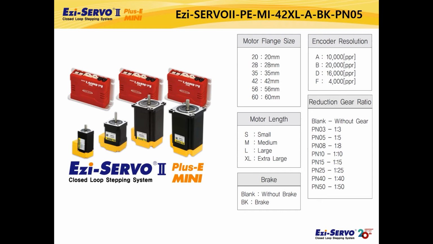A gearbox and a brake can be applied from a NEMA 17, 42 mm size motor, to a NEMA 24, 60 mm size motor. Gearboxes are planetary gearboxes, and gear ratio can be selected as shown in the table. The brake is a non-excitation type that activates when the power goes off. For example, you can use it to prevent the Z-axis load from falling. Please refer to the catalog for details.